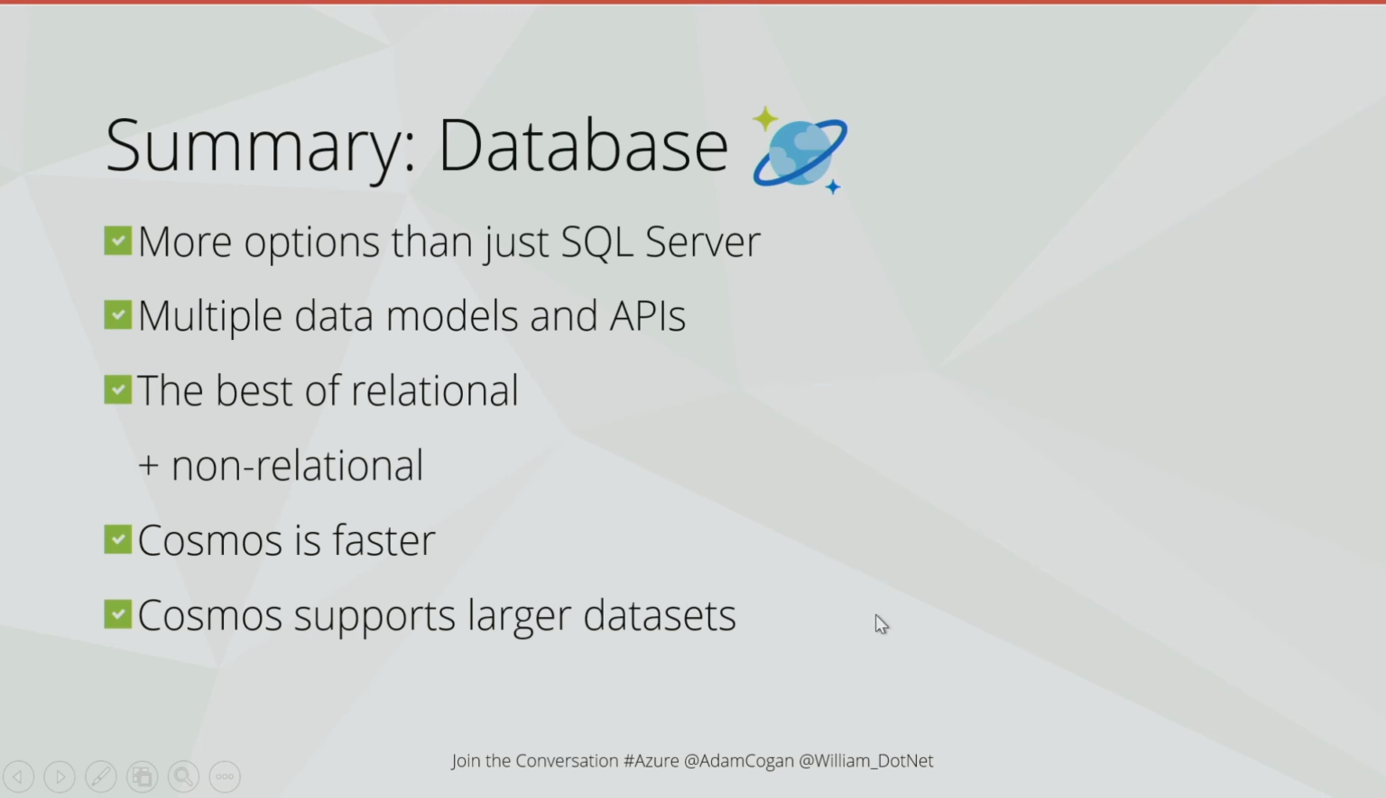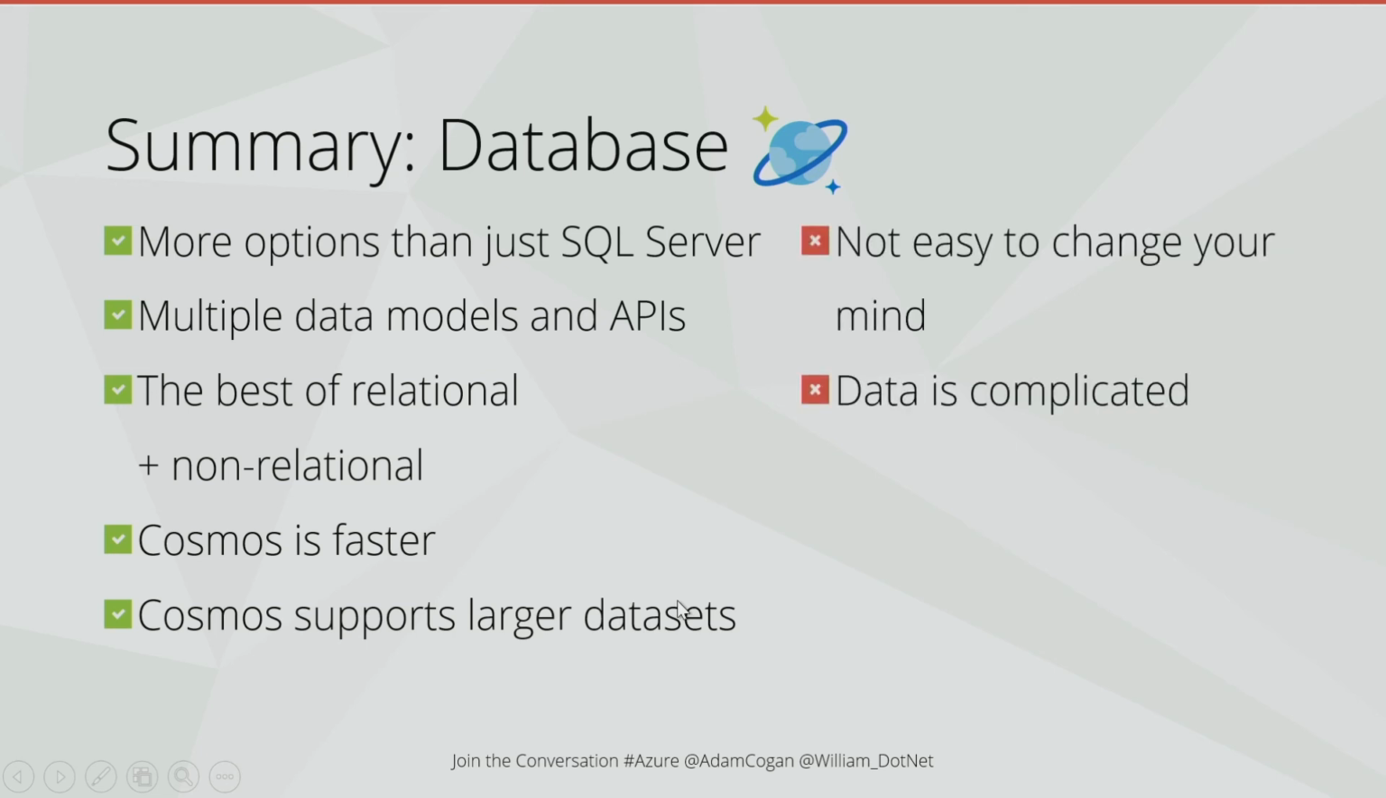So in summary, you have a lot more options than just SQL Server today as a developer. There's many data models and APIs that you can choose. Cosmos gives you the best of relational and non-relational. It's certainly faster, it's certainly smaller, and it supports larger data sets. The downsides: it's not easy to change your mind on this stuff. Once you've got a solution up and running, it's not even easy to switch between APIs.